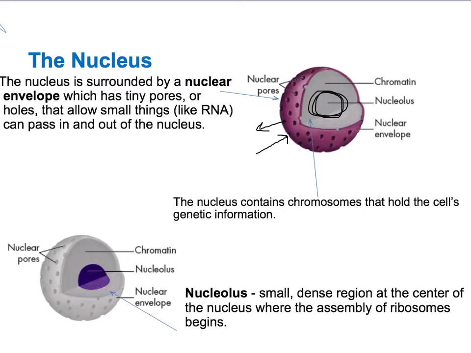And then the nucleolus is the small, dense region, that purple part in the middle here. That's where ribosomes begin to be made. If you remember, ribosomes are what make proteins. So that's an important structure of the cell, and that's where they're made.